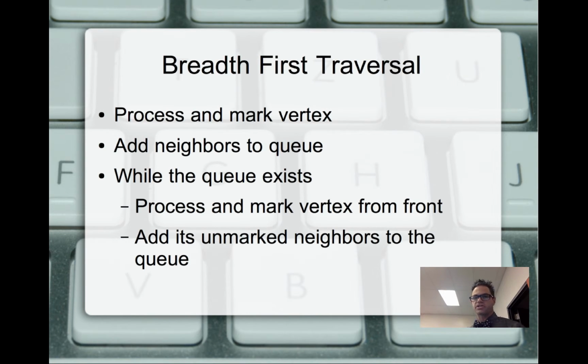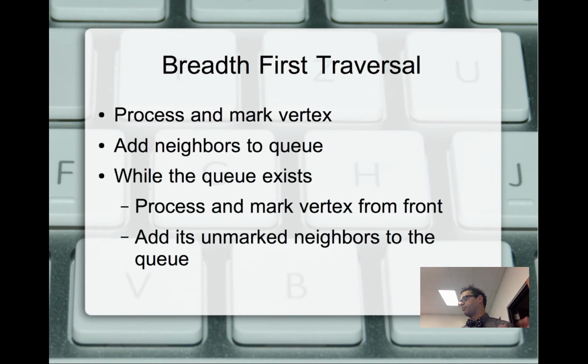So again, with this one, we're going to process and mark a vertex. And then we're going to add the neighbors of that vertex to the queue. Now, who remembers using a queue data structure earlier? We talked about queues. We're going to start off by processing the first vertex in our graph. The next step is we grab all the neighbors of that vertex, and we're going to add them to a queue. So we grab the neighbors, add them to a queue, and then as long as that queue is there, because a queue is a first in, first out data structure, we'll process everything that's at the front of it.